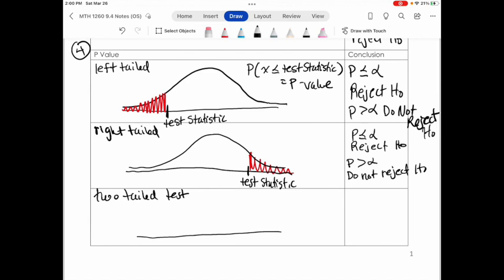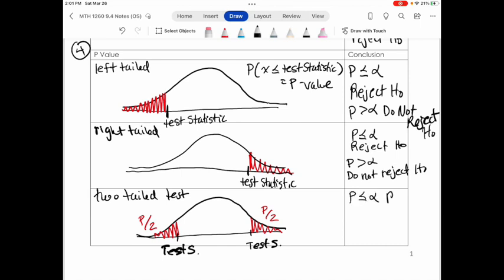Now for a two-tailed test, again, it's the same idea, but it's going to be split between the two tails. So we're going to get a test statistic, and then we're going to use symmetry to find that spot on the other side of the graph. And then these two areas here are going to add up to be my value of p. This is going to be my p-value divided by 2, because it's got to be split between the two tails.